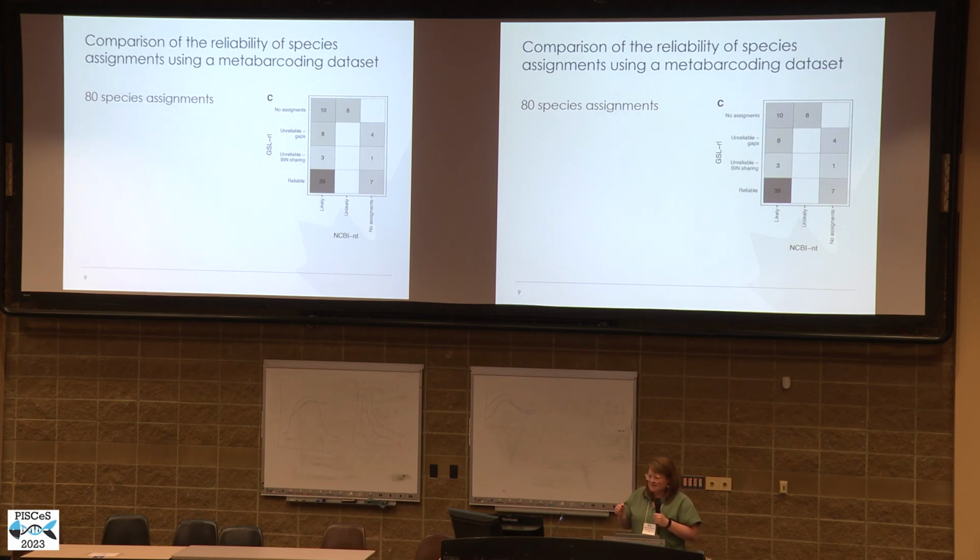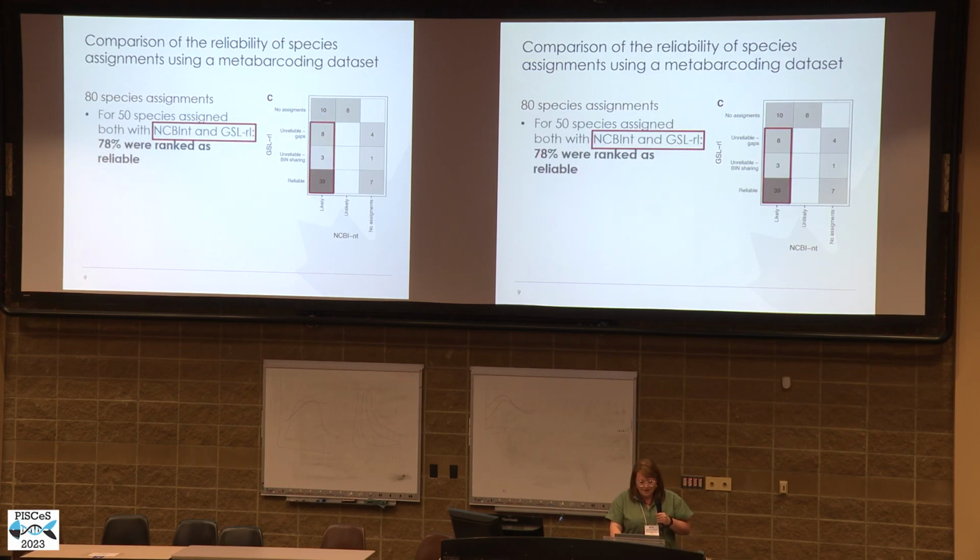Another thing that we did is that we used a small barcoding dataset and compared how it was performing with the Gulf of St. Lawrence reference library and also NCBI NT with the top hit method at 97%. And those are the results. We get a total of 80 species being assigned. And for the 50 species assigned with both NCBI and the Gulf of St. Lawrence library, 78% of them were ranked as reliable. So again, not too bad, at least with NCBI NT, with those taxa, which are most likely biased towards species that are easier to identify, but still.